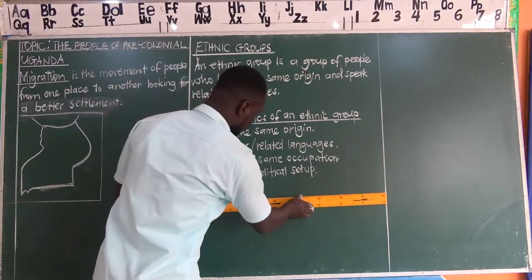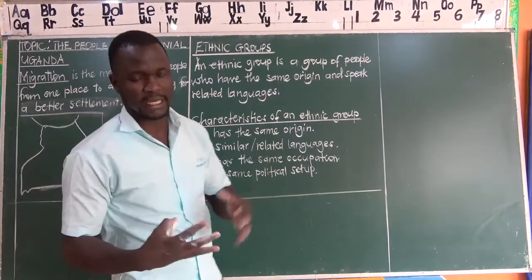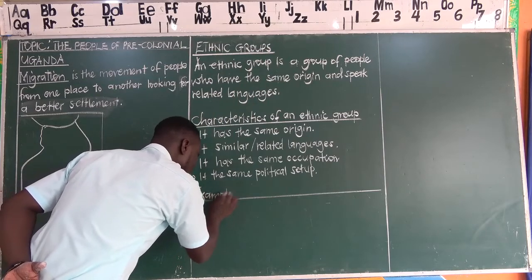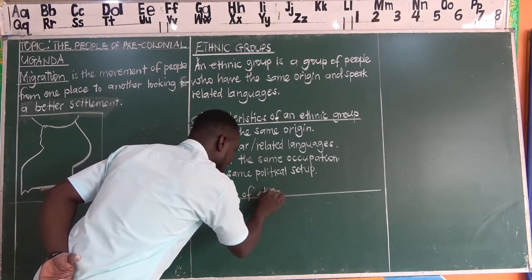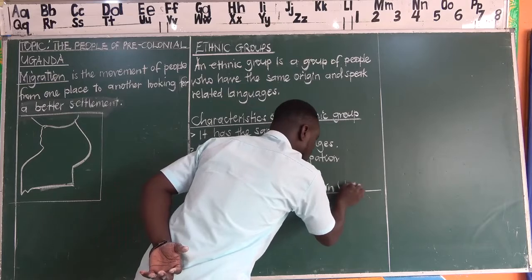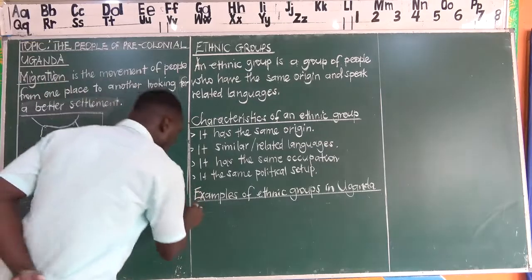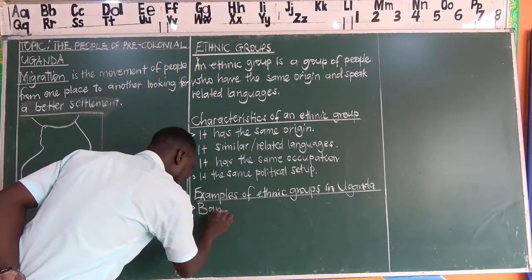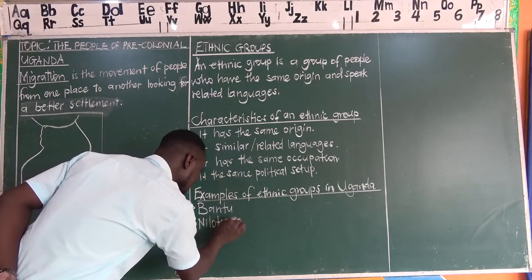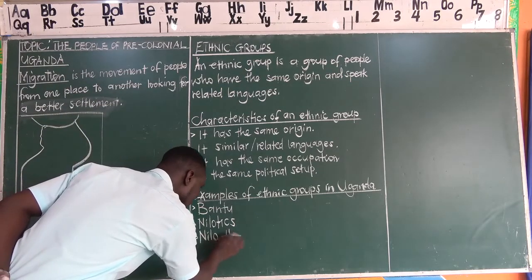Now, having looked at the characteristics or things which are common in an ethnic group, we are now going to look at which were these ethnic groups that came to Uganda. That is our next heading: examples of ethnic groups that came to Uganda. So, who are these groups? One, we are going to look at the Bantu. Two, we are going to look at the Nilotics. Three, we are going to look at the Nilo-Hamites.